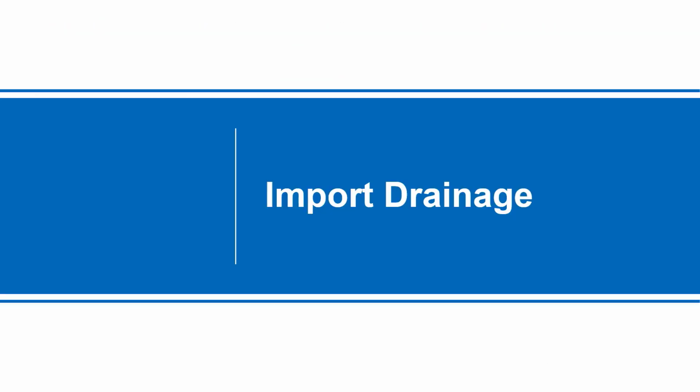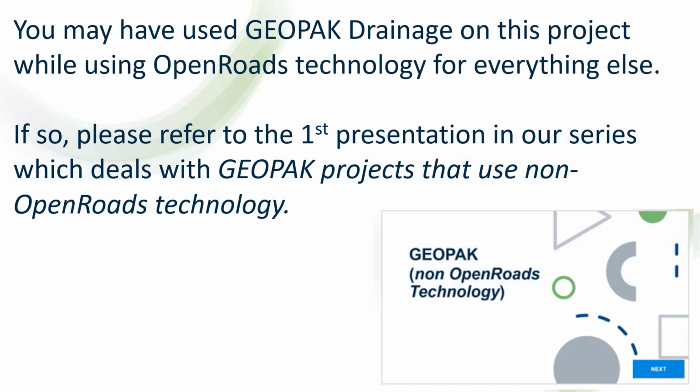As we just mentioned, Version Checker does not support drainage and utilities. So you'll need to import your drainage manually. Now you may have used GEOPAK drainage on this project while using OpenRoads technology for everything else. If you have, please refer to the first presentation in our series that deals with GEOPAK projects using non-OpenRoads technology. That will give you two options for manually importing your GEOPAK drainage.